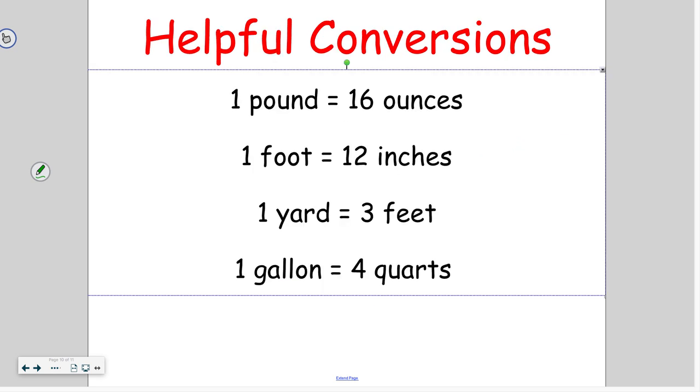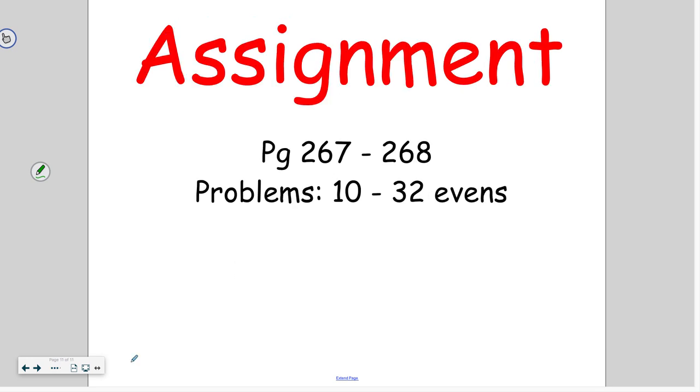Just a couple other conversions for your reference. We listed the first two already. A reminder that 1 yard is 3 feet and 1 gallon is 4 quarts. That will be helpful for you on your homework for problems 18 and 20. Your homework is on page 267 and 268. You are looking at problems 10 through 32 evens. Go ahead and get started working on that.